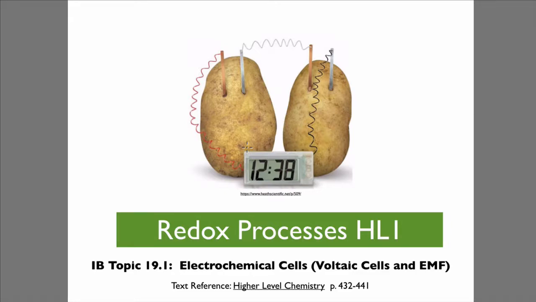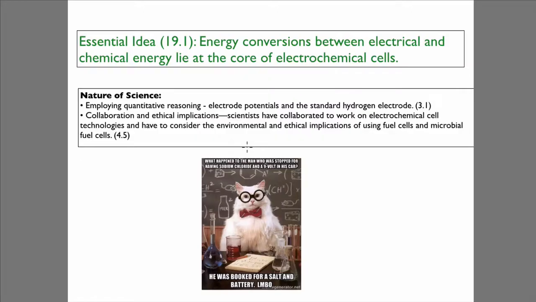Redox processes, high level 1. Electrochemical cells, voltaic cells and EMF. Essential idea: energy conversions between electrical and chemical energy lie at the core of electrochemical cells. Nature of science: employing quantitative reasoning. For example, we use electropotentials and the standard hydrogen electrode in calculations.